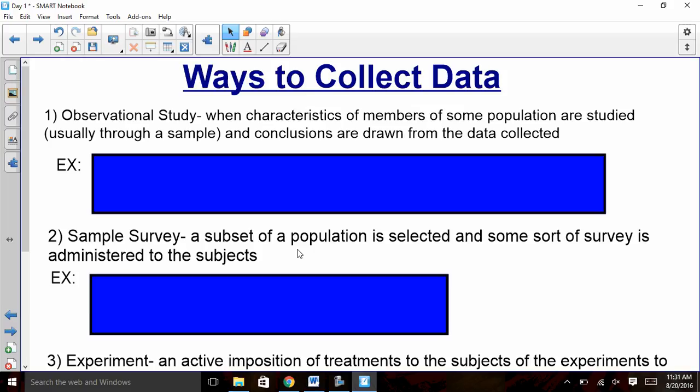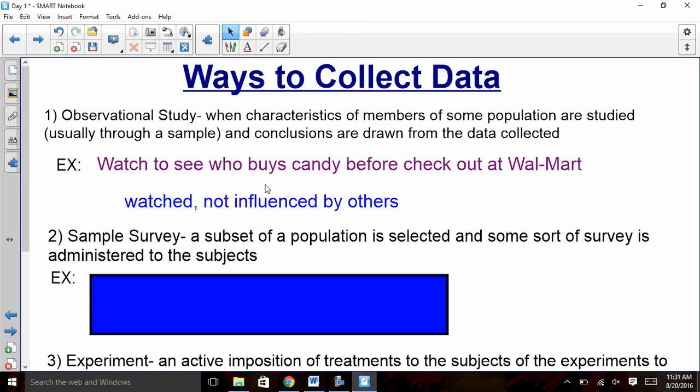An observational study is when characteristics of members of some of the population are studied and conclusions are drawn from the data collected. An example of this is to see who buys candy before they check out at Walmart, while they're standing right in line. A way to help us determine it's an observational study is that it's watched. You're not influenced by others. You're just sitting there and observing.